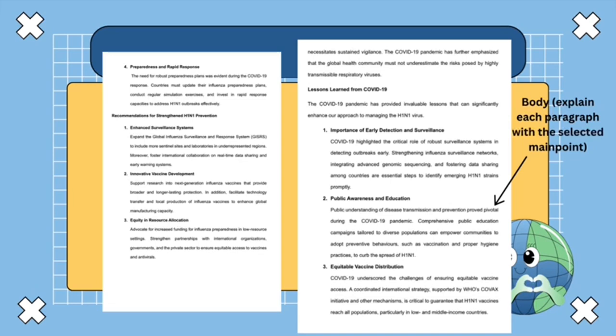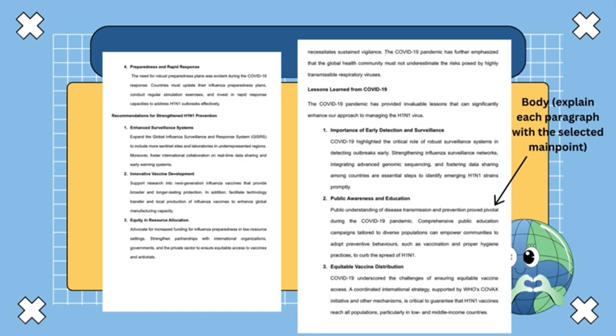COVID-19 underscored the challenges of ensuring equitable vaccine access, and a coordinated international strategy supported by WHO, COVAX initiative, and other mechanisms. It is critical to guarantee that H1N1 vaccines reach all population, particularly in low and middle income countries.